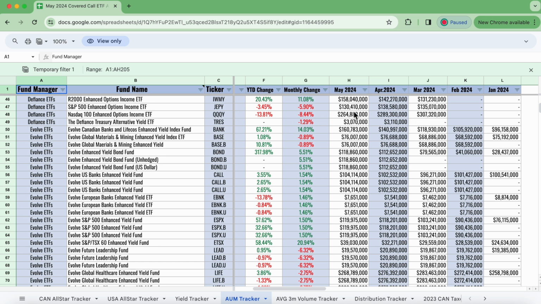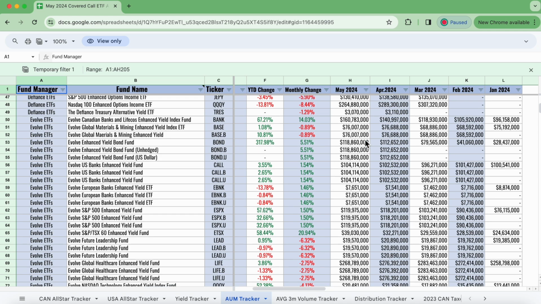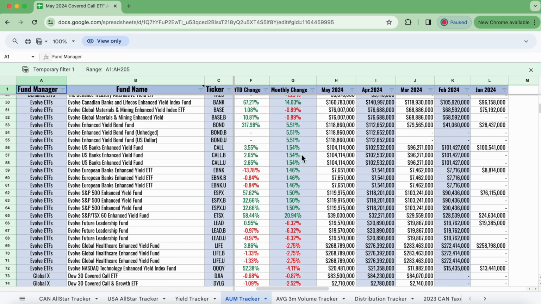Again, we just need more months to really get a better handle on how these funds will perform over time. But it would be interesting to see if this right here was their watermark, which was their intro into the space. Let's see, what do we got by Evolve?